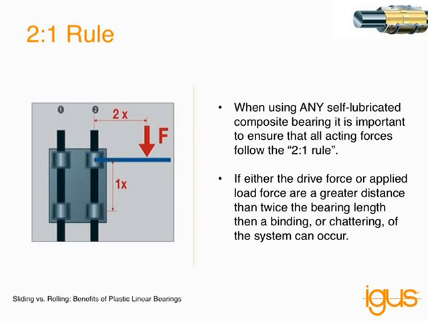Perhaps the most critical rule to follow, the golden rule when designing with plastic sliding bearings or any type of sliding bearings that doesn't use grease or lubricant, is what we call the 2-to-1 rule. Basically it states that any acting force on the system, which is usually a drive force or a payload, has to be within a distance of 2 times the bearing length on the rail that's closest to the drive side. On that drive side, we call that the fixed bearing side, and we call the further side the floating bearing side in an optimal system. So this is a really cool thing. We're going to take a deeper look at that in the next few slides.